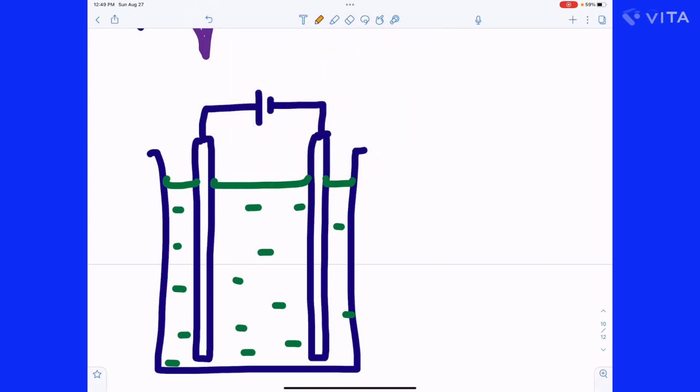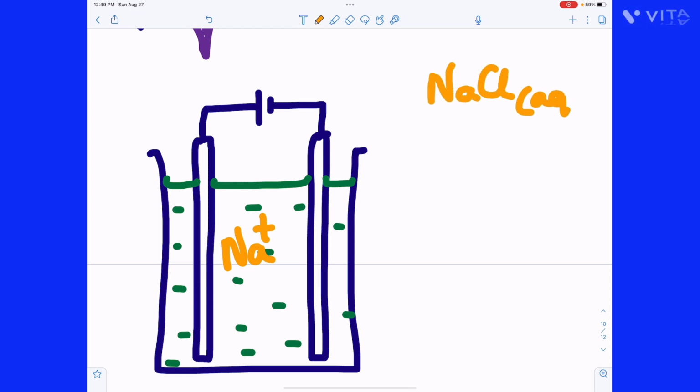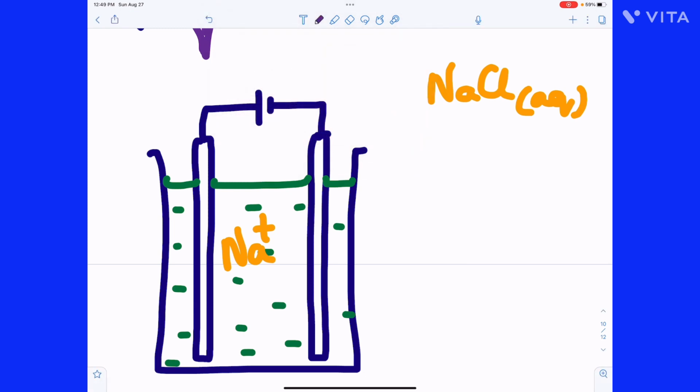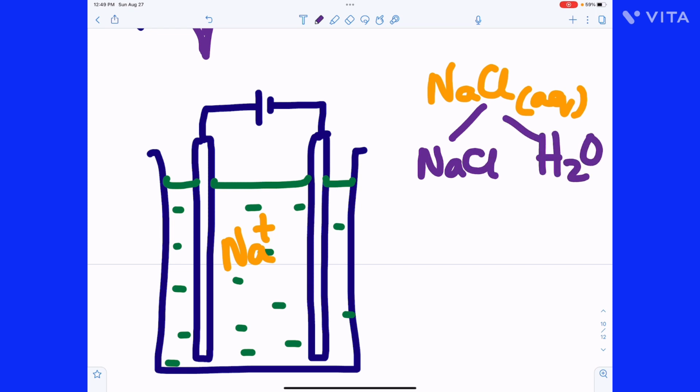Let's say the electrolyte is sodium chloride aqueous. Now sodium chloride aqueous will mean what? Sodium chloride dissolved in water. So it contains sodium chloride solid dissolved in H2O liquid. At the end of the day, everything will mix up. The white crystalline sodium chloride solid will disappear, and you have NaCl aqueous.